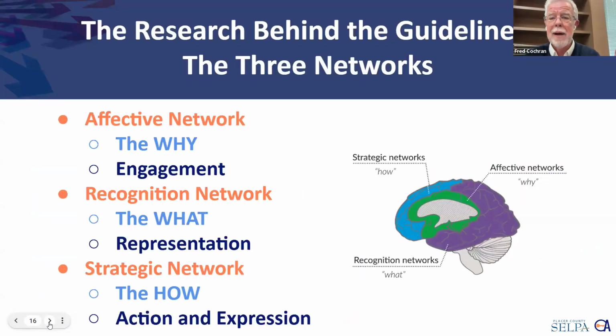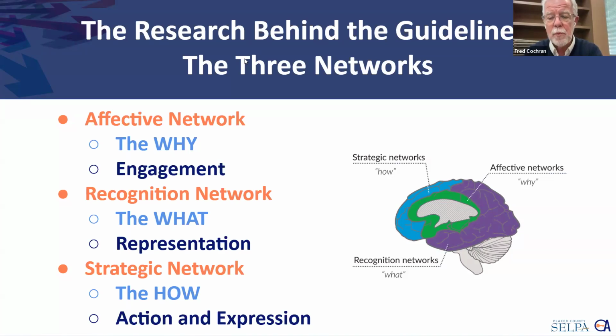So, what's behind this research? Well, what's great about this is understanding that there are three networks that UDL is organized into. You have the affective network, the why, that's where engagement takes place. You can see that in the graphic here where the green is, and it of course connects to that principle of engagement. The recognition network, the what of learning, you see that as being our purple area, the what. And then we have the strategic network, the how of learning, where action and expression takes place.